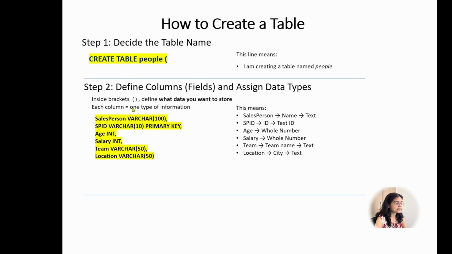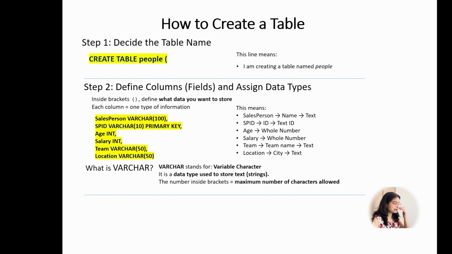It says that the column's name is salesperson, which is nothing but a name, and the data type is text. Then SPID, which is nothing but ID, and the data type is text. Age, data type is whole number, salary is whole number, team is team name, and again the data type is text. And same with location, the data type is text.